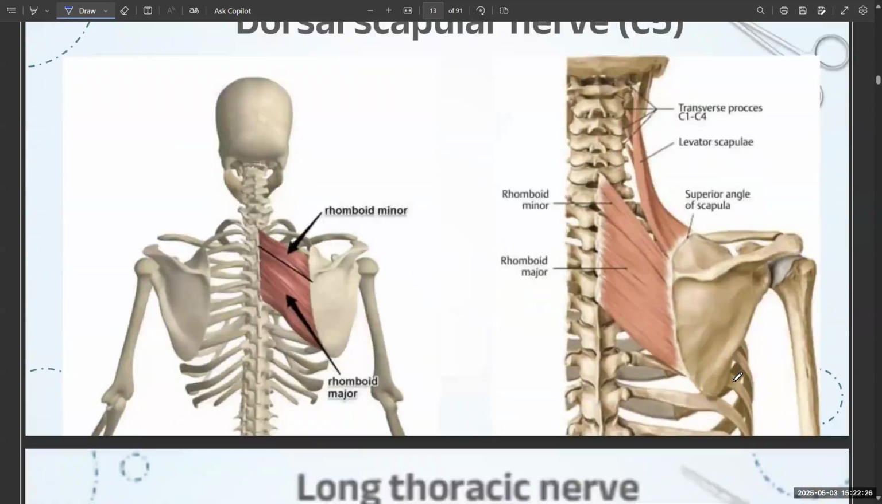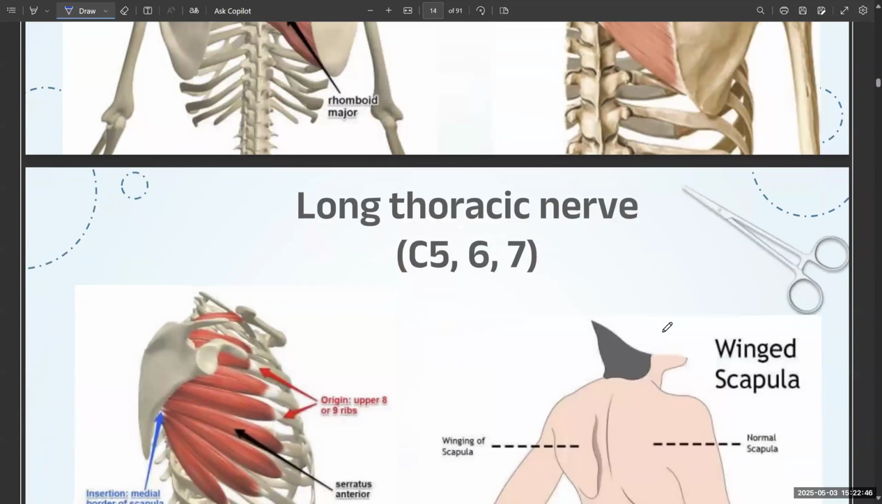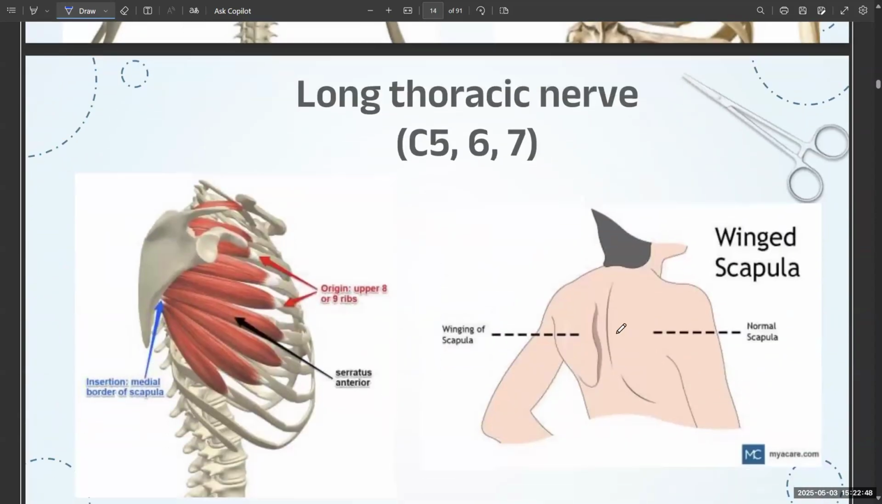This is a visual. So dorsal scapular nerve, C5, rhomboid minor and rhomboid major. These 2 muscles. And also you can see this. This is the levator scapula. So for example, if this thing contracts, it is going to pull the scapula upwards. It's going to elevate the scapula. Then we have the long thoracic nerve. As I just explained, if it is paralyzed, the serratus anterior muscle is paralyzed, it's going to give you this winging of the scapula.